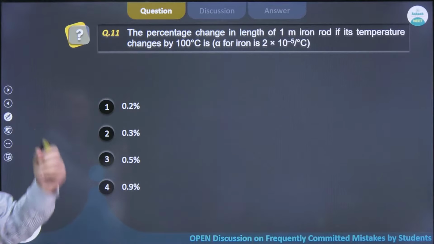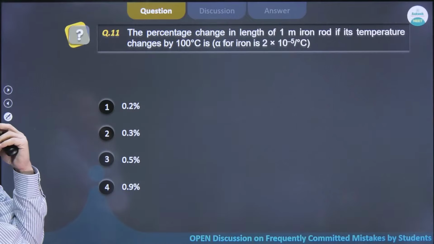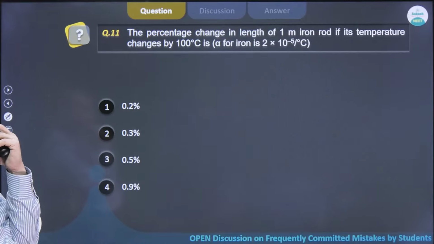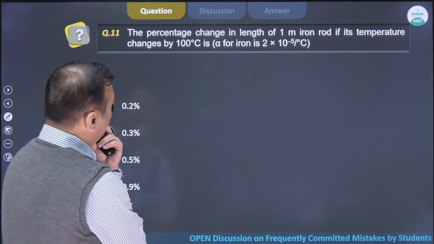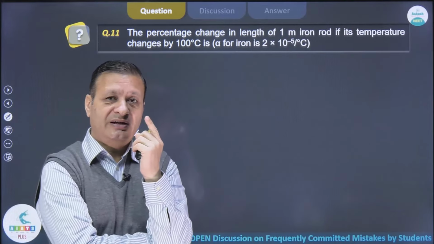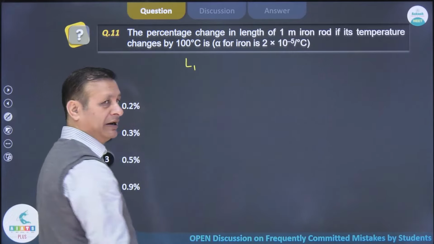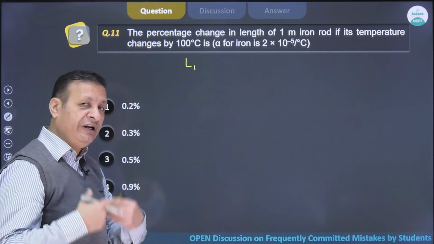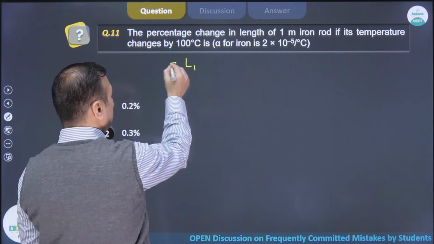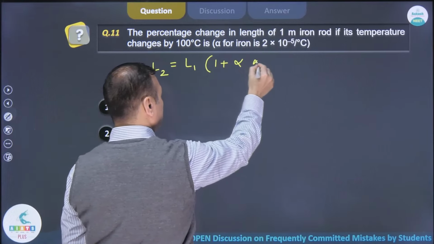Now the next question is the percentage change in length of a 1 meter iron rod if its temperature changes by 100 degree, and alpha for iron is 2 into 10 to the power minus 5 per degree centigrade. So we know this is basically a thermal expansion, a linear thermal expansion. If you have an original length L1, and you heat that rod, its length becomes L2. How are L1 and L2 related to each other?